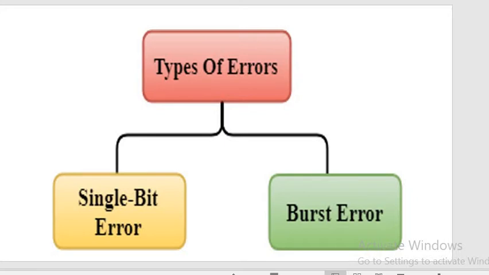We are going to see in detail what types of errors may occur in our data due to some technical reason or some other problem. There are two types of errors: single bit error and burst error. With examples, today we are going to see what a single bit error and a burst error are.